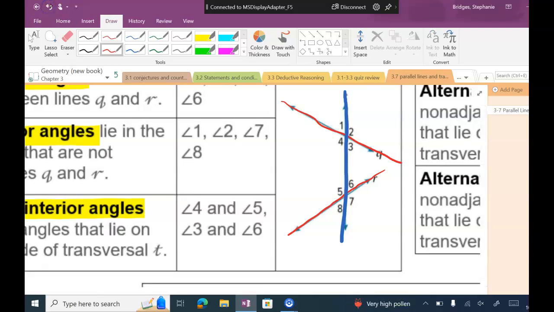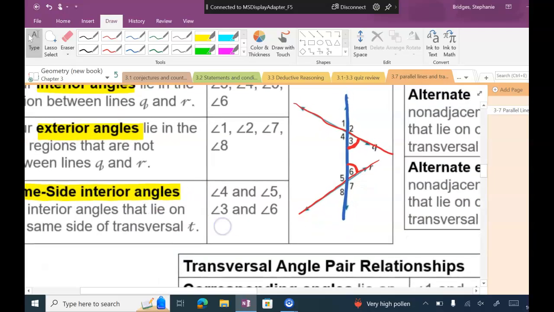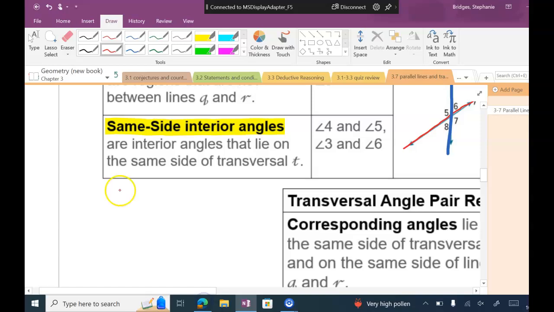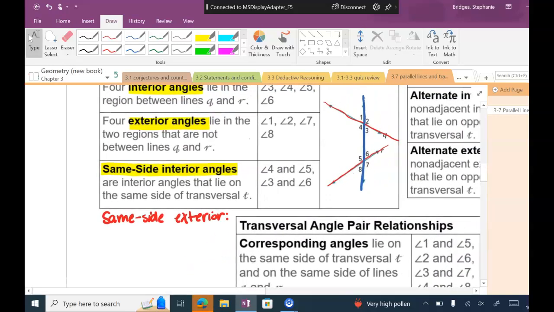Then we also have what other pair? 3 and 6. Those are also same side interior angles. They're on the same side of the transversal in between my two lines. What I do want you to add below that is same side exterior angles. This book doesn't really talk about them, but they exist, so I want to make sure we know which ones they are. Okay, so these are going to be on the same side of the transversal, but these are going to be outside of my red lines.